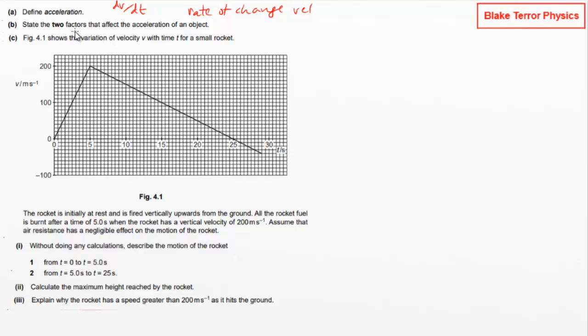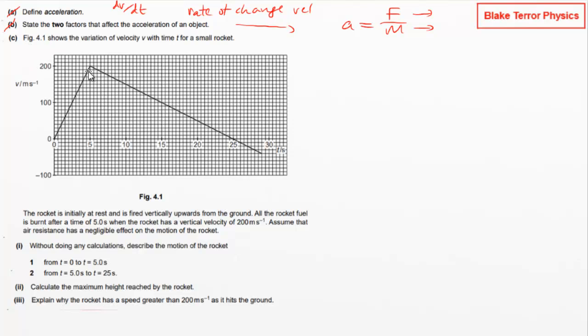State 2 factors that affect the acceleration of an object. Okay, Newton's second law is telling us that force over mass is acceleration. So there we go. We've got the force, we've got the mass. So the force applied to the object and the mass of that object. That's going to be 2 factors in play there.